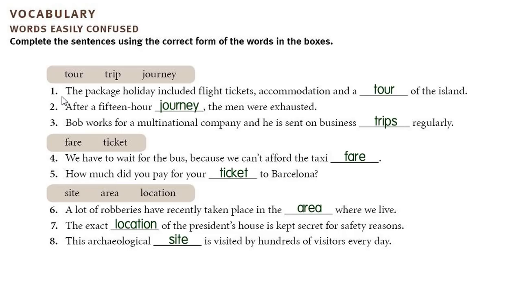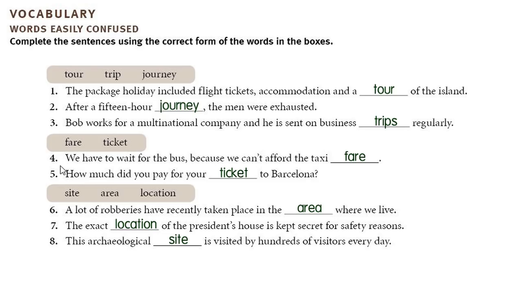1. The package holiday included flight tickets, accommodation, and a tour of the island. tour يعني جولة سياحية. Number 2. After a 15-hour journey, the men were exhausted. Journey هي الرحلة. Number 3. Bob works for a multinational company and he is sent on business trips regularly. الآن هذا الشخص يذهب في رحلات سياحية أو رحلات بزنس.